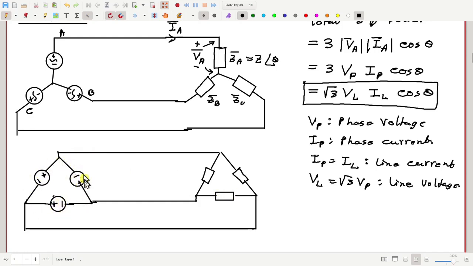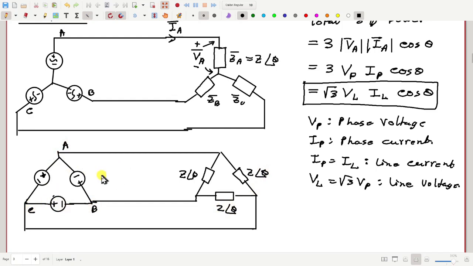You have to put it in a circular way. So minus plus minus plus minus plus, like that. Now again, suppose this is Z angle theta. This is also Z angle theta, balanced. This is also Z angle theta. And the source is also balanced. Call it A, B and C.